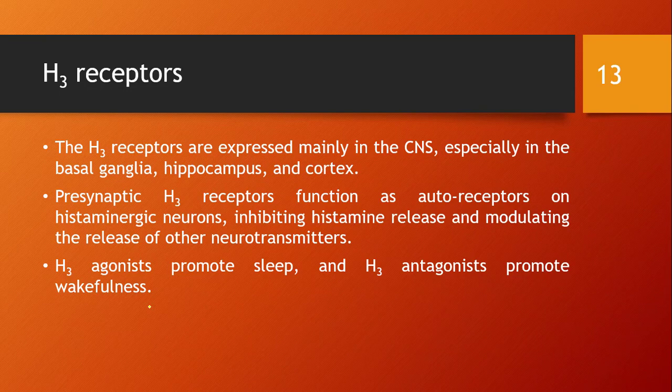Okay, so if agonists are promoting sleep, that means when the H3 receptors are stimulated by histamine, they will cause us to sleep. Otherwise the antagonists over there will cause wakefulness.